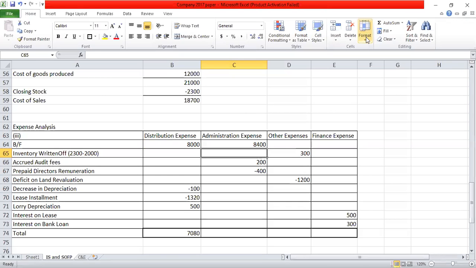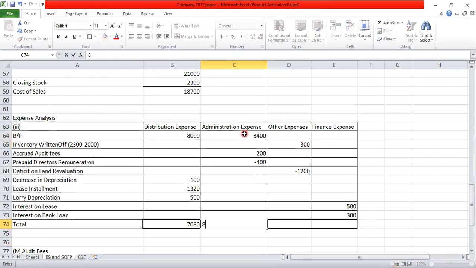So administration expenses, how much we got? We got 8,200. So let me record 8,200 administration expenses. Then we have other expenses as minus 900. So minus 900 means in profit and loss account, it will become a plus 900. So I'll record here 800 finance expense.